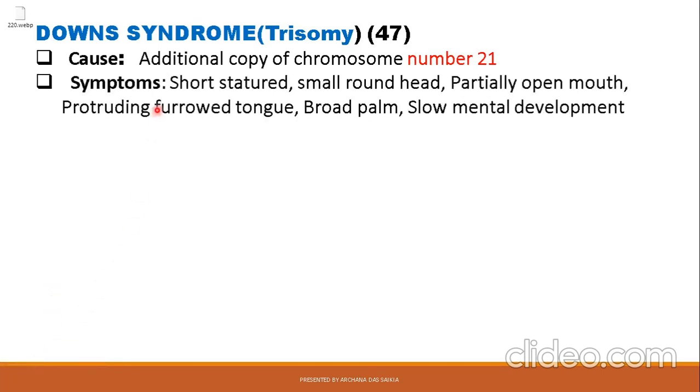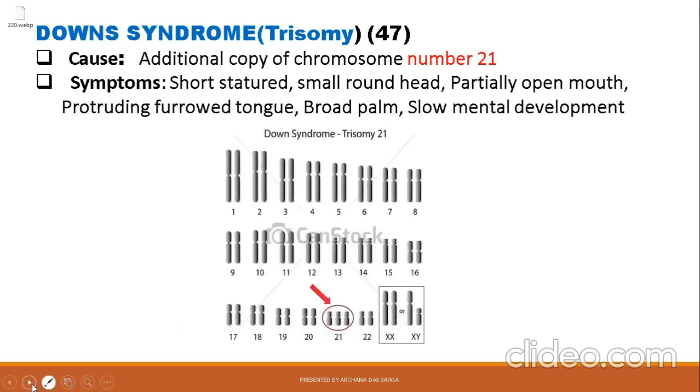Now the symptoms of such people: they are short statured, small, they have a small round head, a partially open mouth, their tongue is furrowed and always protruding, they have a broad palm, and slow mental development. You can make out by looking at such people. Now here, the same thing: Down syndrome, called trisomy 21.